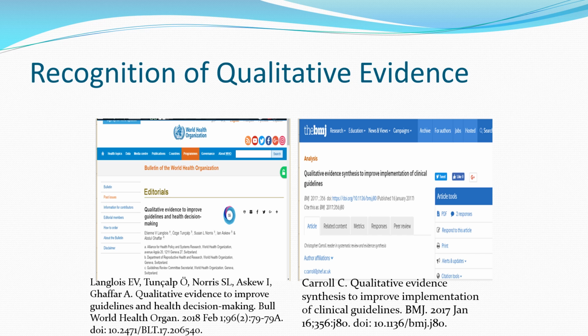On the right-hand side, looking in the UK context, the organisation NICE, the National Institute for Health and Clinical Excellence, is using qualitative evidence increasingly to improve the implementation of clinical guidelines. And here we have an analysis piece by one of my colleagues, Dr. Chris Carroll, on the use of qualitative evidence synthesis specifically within the implementation of such guidelines.